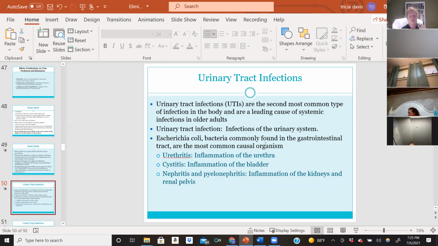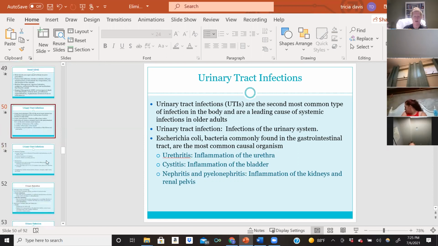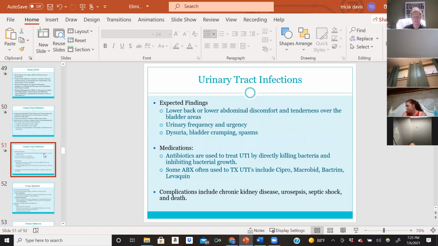We can also develop cystitis, which is inflammation of the bladder. And we can also develop nephritis or pyelonephritis, which is inflammation of the kidneys and the renal pelvis. So what usually happens is if you have a UTI that goes untreated, the infection is going to start moving up. It's going to go from the ureters into the bladder, and then from the bladder into the kidneys. That's what happens when you have a UTI that is not caught in time and treated.